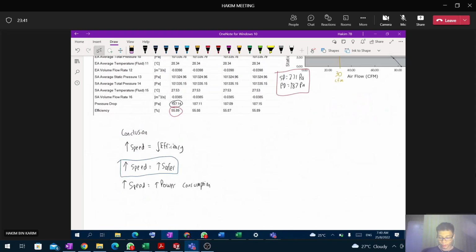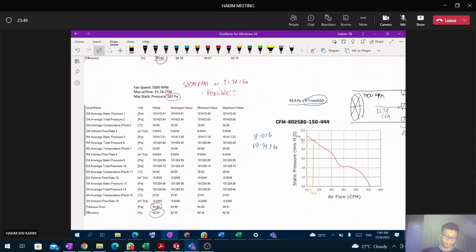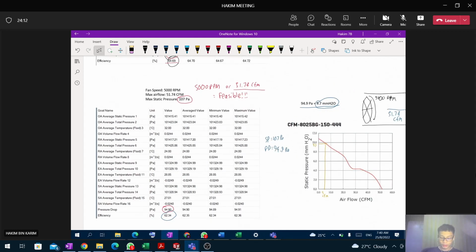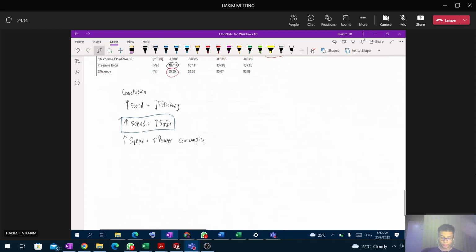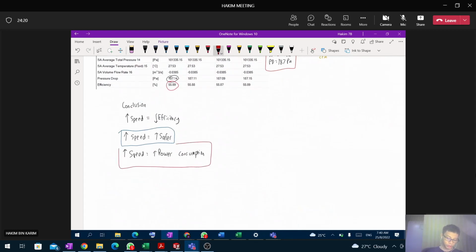Okay, so what is my proposed solution? My proposed solution is we use the 5000 RPM fan, because, like I said, the static pressure is still above the pressure drop, and it has the highest efficiency, which is 62.3%. Also, the power consumption is much lower if you use a lower fan speed.